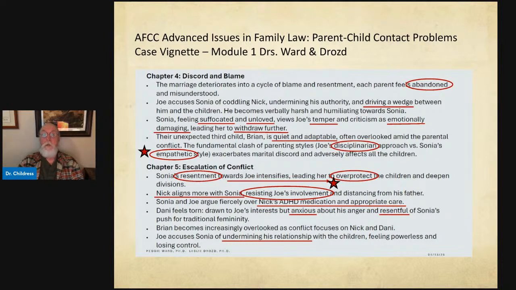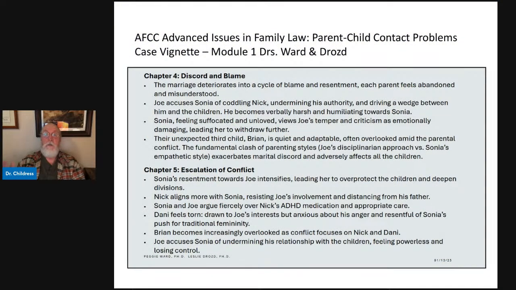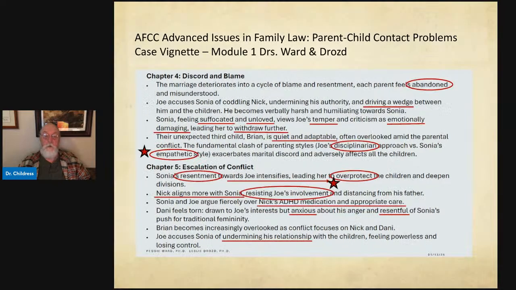Yeah, so then let's go back. So then Sonia's resentment towards Joe intensifies, leading her to overprotect the children and deepen divisions. Nick aligns more with Sonia, resisting Joe's involvement and distancing from his father. Sonia and Joe argue fiercely over Nick's ADHD medication and appropriate care. Danny feels torn, drawn to Joe's interests, but anxious about his anger and resentful of Sonia's push for traditional femininity. Brian becomes increasingly overlooked as the conflict focuses on Nick and Danny. Joe accuses Sonia of undermining his relationship with the children, feeling powerless and losing control.